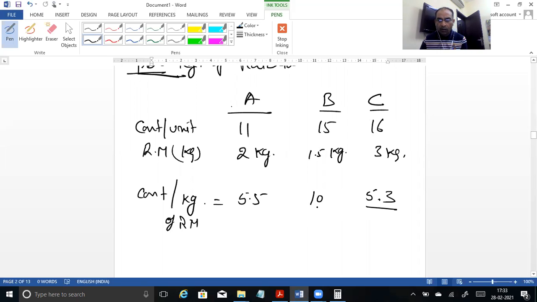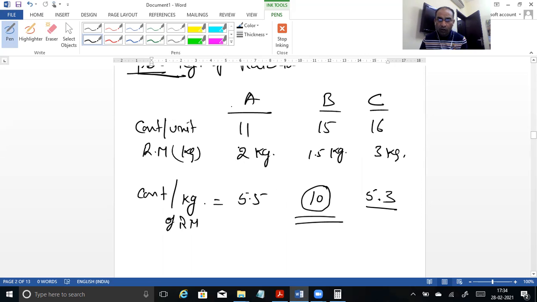You can see here, previously we were saying that product C is the maximum contribution giving product, the most profitable product, because its contribution is the highest. But after seeing the contribution per kg of raw material, our answer changes. Now product B is the more profitable product for the company because it is giving us the maximum contribution per kg of raw material.